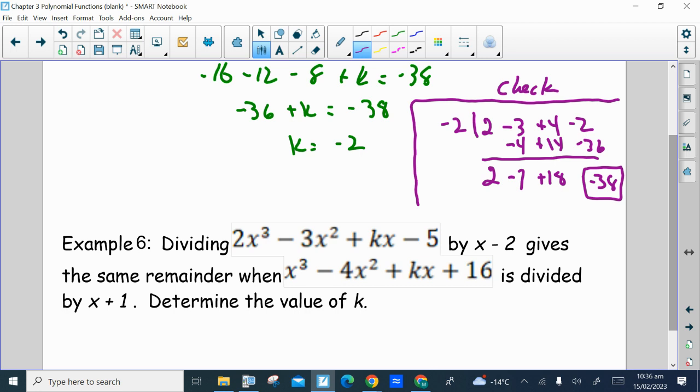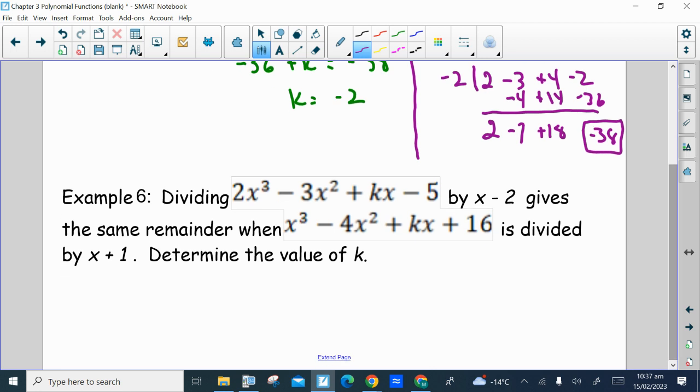Example 6. When you divide the first polynomial by x minus 2, you'll get the same remainder as when the second polynomial is divided by x plus 1. Each of those polynomials has a k in it. It could be any variable except x, because x is the independent variable in each polynomial. Because it's the same variable k in front of the same degree term, you're going to have to solve for it.